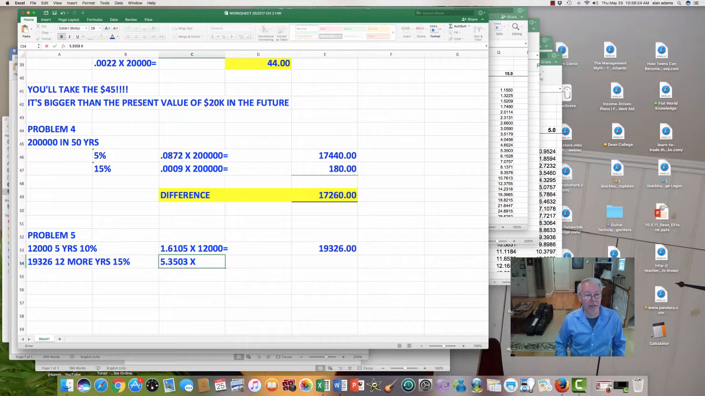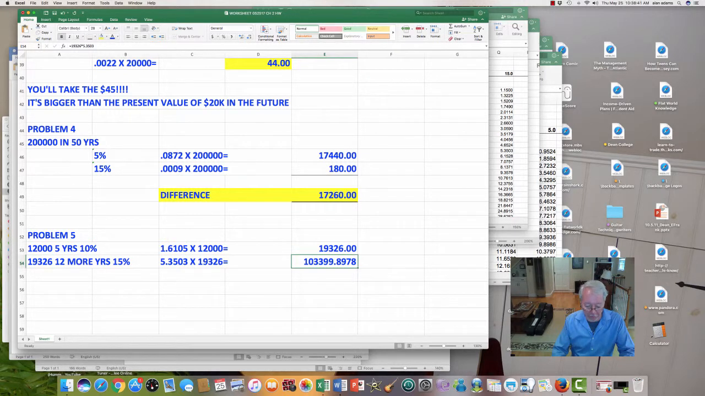I'm going to multiply that times 19,326. That's how much I ended with after the first 5 years, isn't it? Okay, so let's math that out and see what we get. 19,326 multiplied by 5.3503, and the number looks like 103,399. I guess it's 104,400 more or less. That's the answer. That's how much I have after my total 17 years.